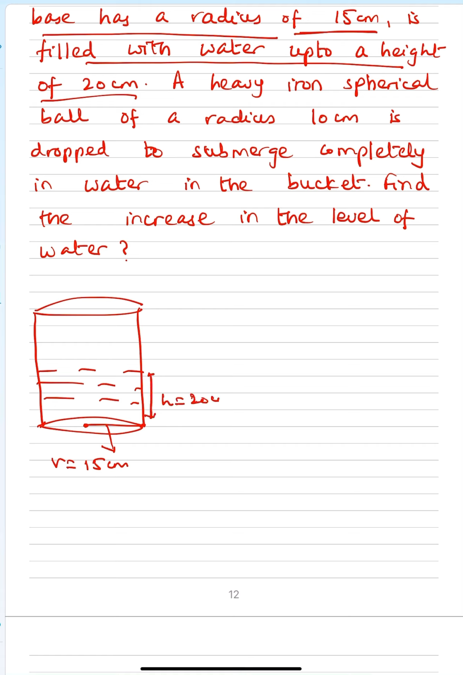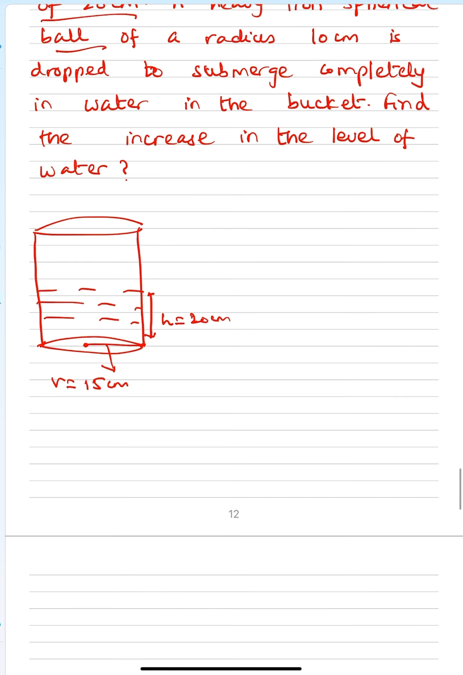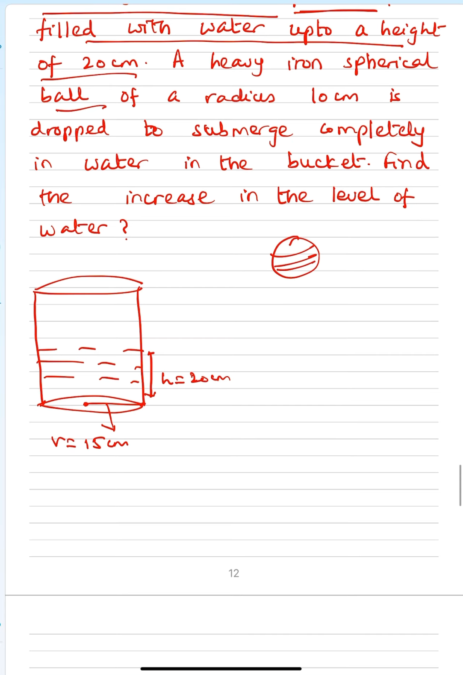H is 20 centimeters. Now, a heavy iron spherical ball. So the same concept, a spherical ball of radius 10 centimeters is dropped to submerge completely in water in the bucket. Then find the increase in the level of water.